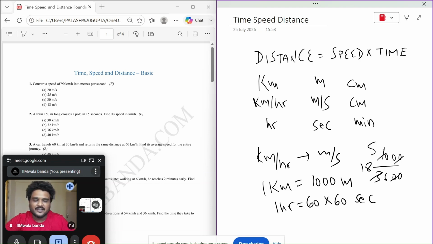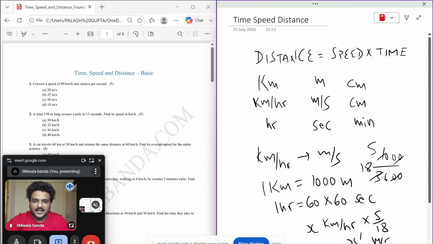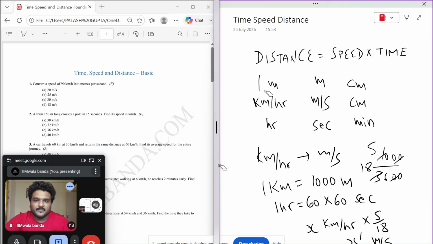So in general, as a thumb rule, we will remember that if you want to convert any speed which is in kilometer per hour, you have to simply multiply it by 5 by 18 so that it becomes something in meter per second. Obviously, it will not be same, but this is one of the most common conversions. So let's move ahead.